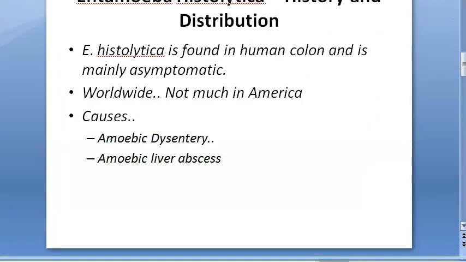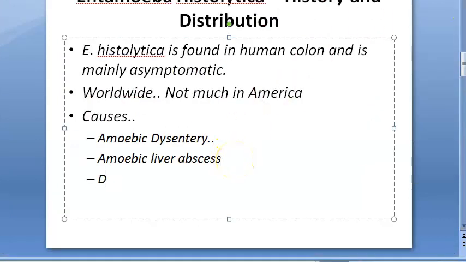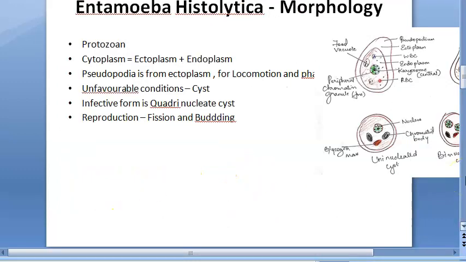They have written here that it can cause death also, okay? A lot of deaths actually. So it is very important to know Entamoeba histolytica. So the morphology, if they ask in a very structured form, how will you write?